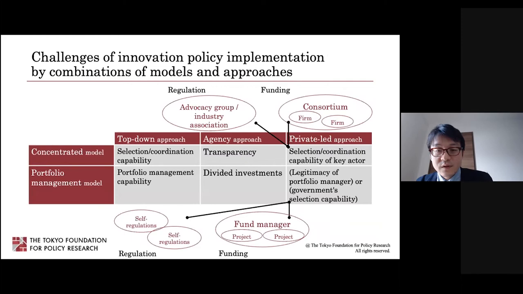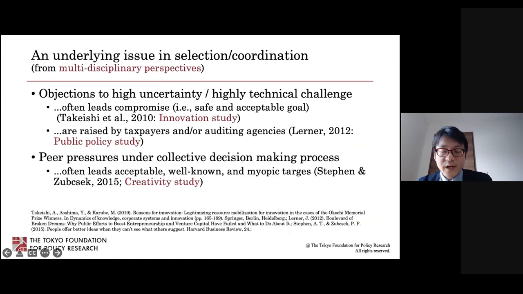Here are these examples, but let me just focus on the issues of concentrated models. The concentrated models often involve coordination or selection issues. So the actors should have a certain capability, while the portfolio management model also requires several capabilities to develop efficient portfolios. Okay, then let's dive into the capability of the private sector, because sometimes people consider the private sector more capable of thinking about uncertainty. Though I must raise a question about that.